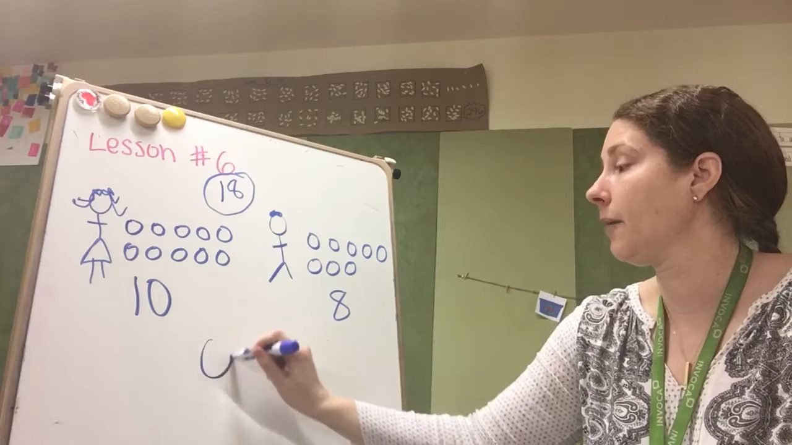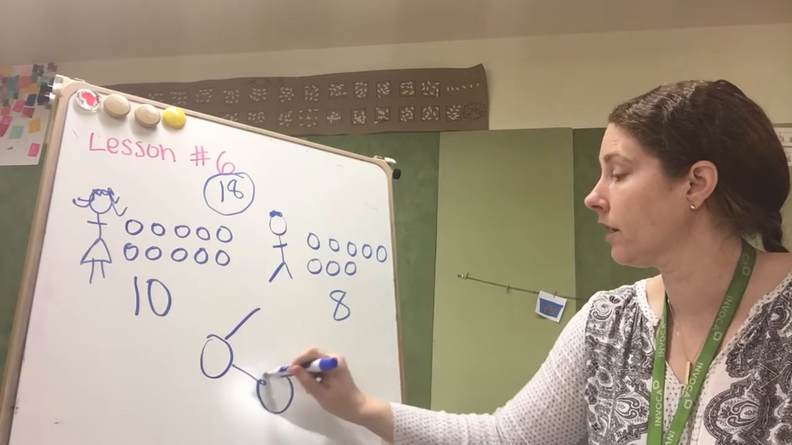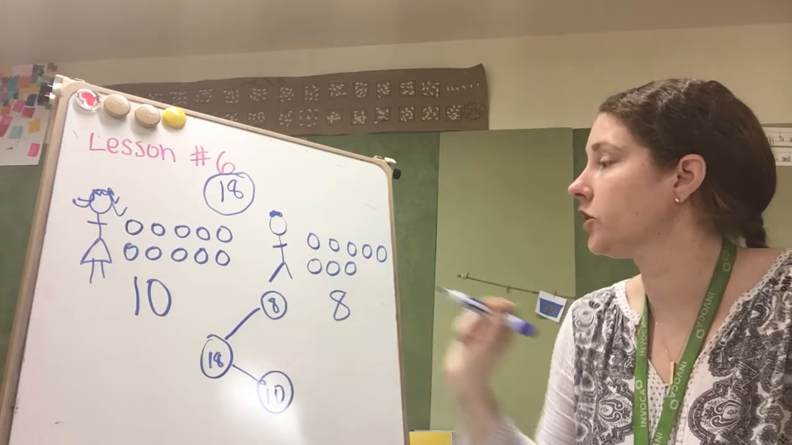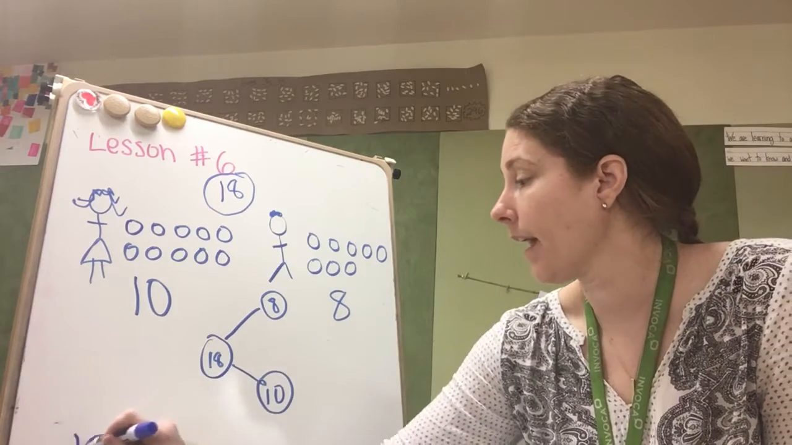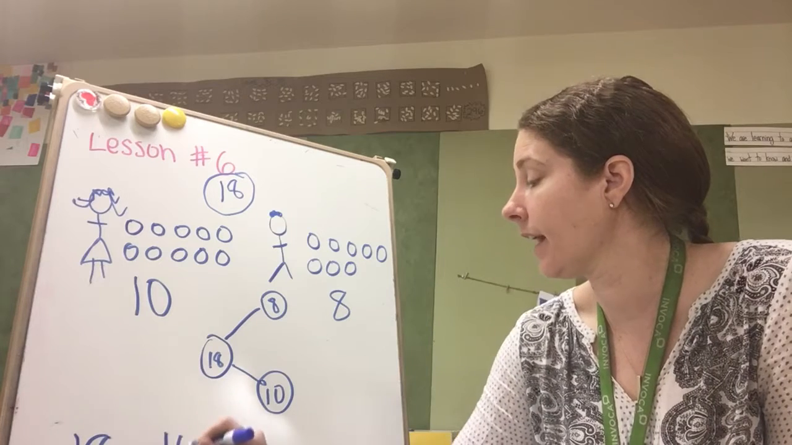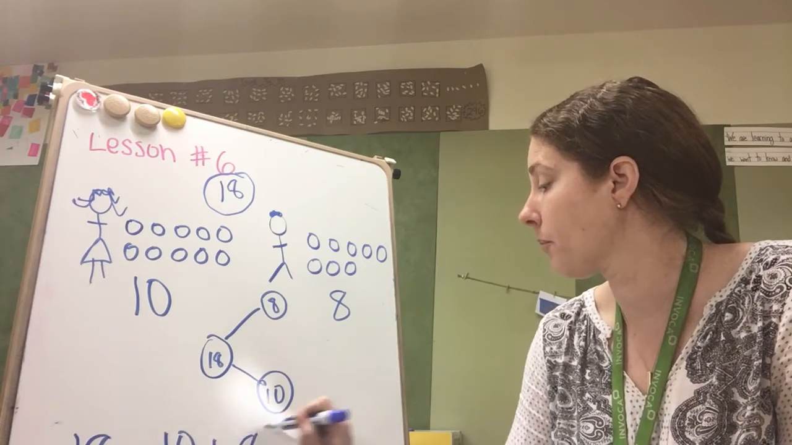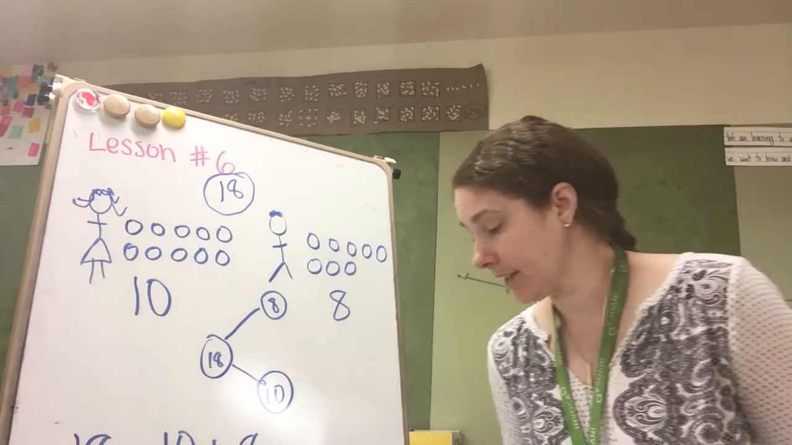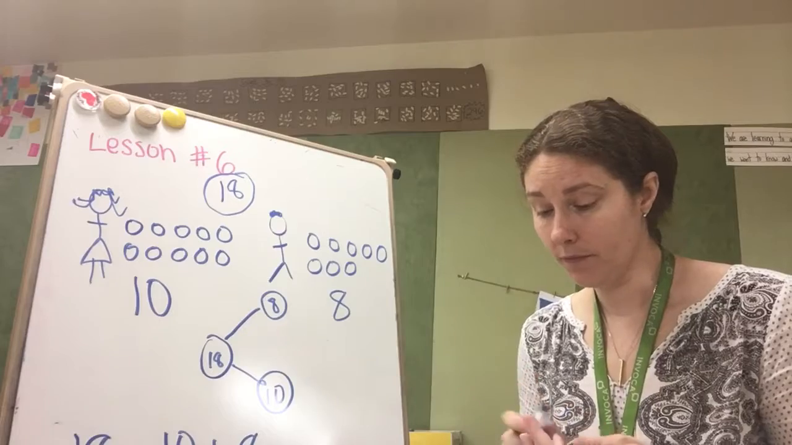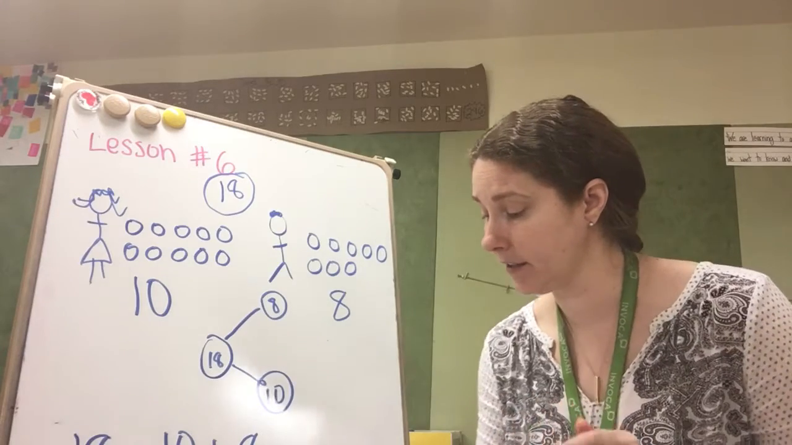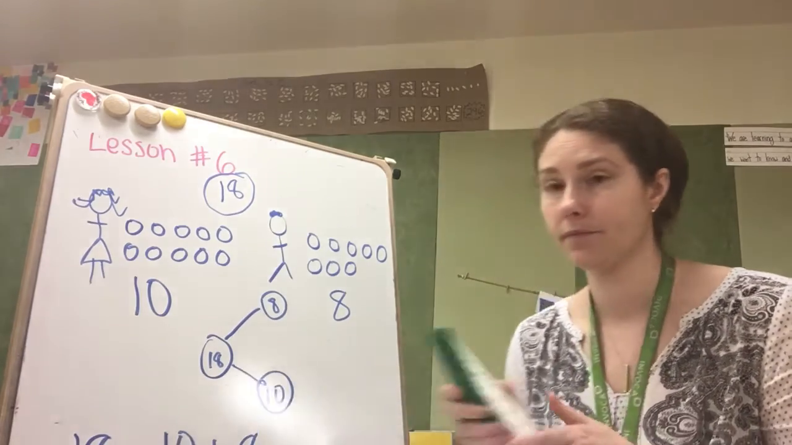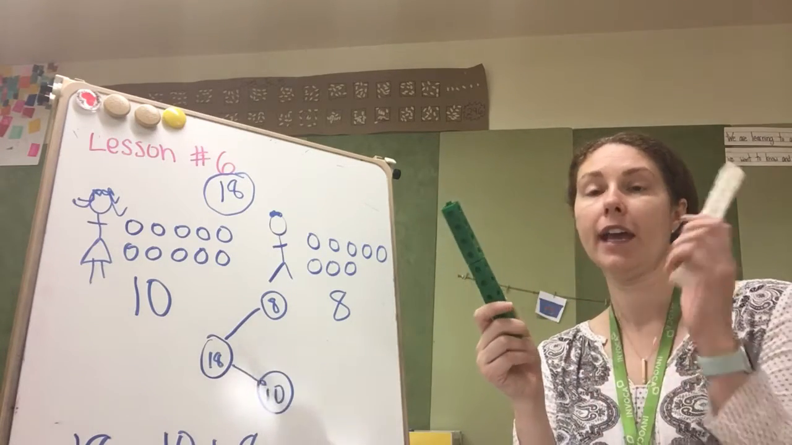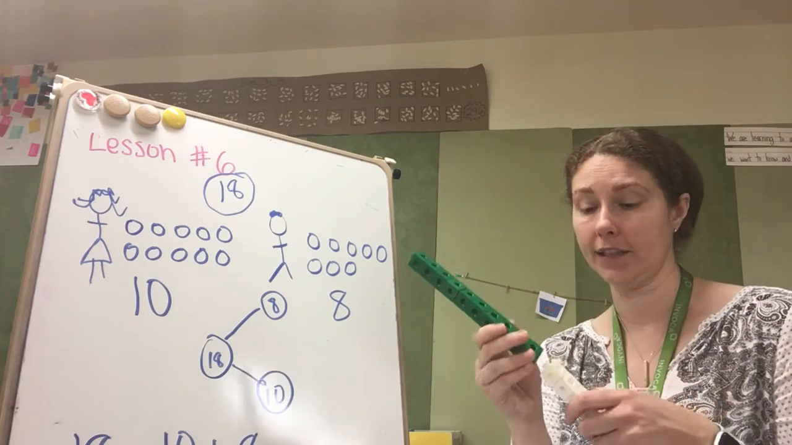Now we've done this in number bonds all last week. We can do this in an adding problem. 18 equals 10 girls plus 8 boys, right? So now the next thing I want to show you is we can even connect this with cubes. So I have 2 colors of cubes. I'll use the green cubes to represent the girls and the white cubes to represent the boys.